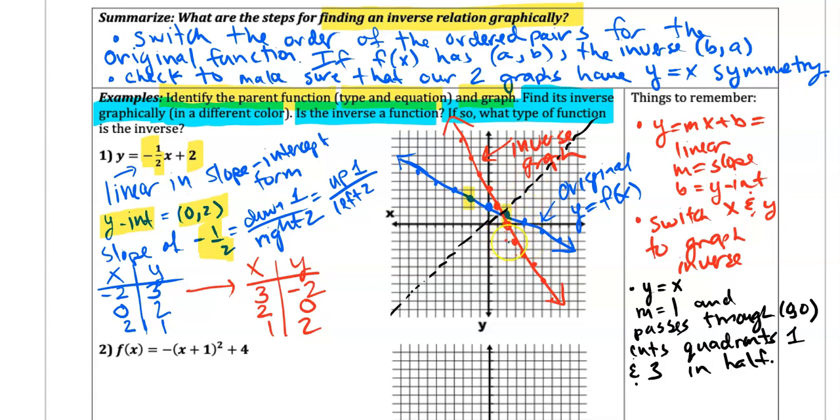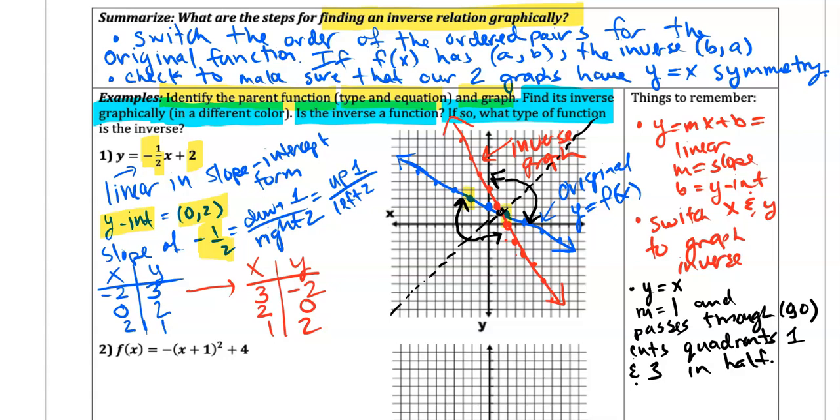Like this part of my inverse is a reflection of that part of my original function. And this part of my inverse is a reflection of that part of my original function. If I were to take one piece and fold it over that diagonal line, it would map onto the inverse. So that's confirmation to me that I did the inverse function correctly.